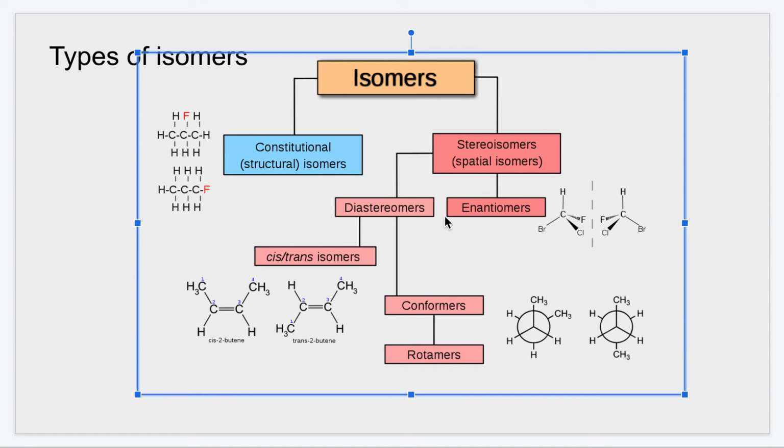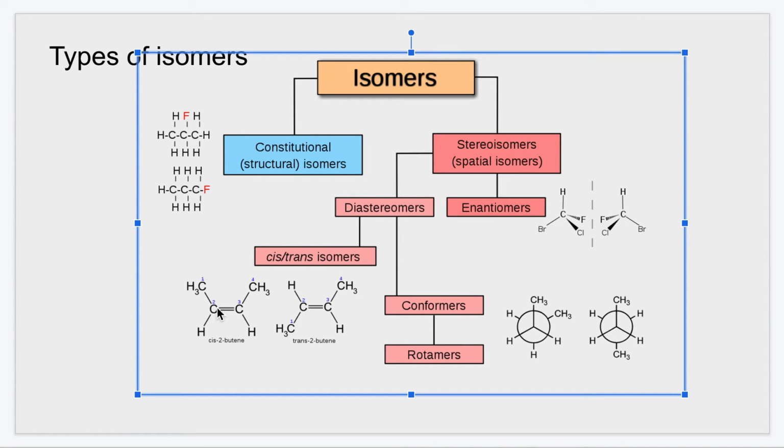Moving on to stereoisomers or spatial isomers. There are two types of these. Let's start with diastereomers. These are isomers that have the same structure but are on one or the other side of a double carbon bond. So this is what we call cis and trans isomers.